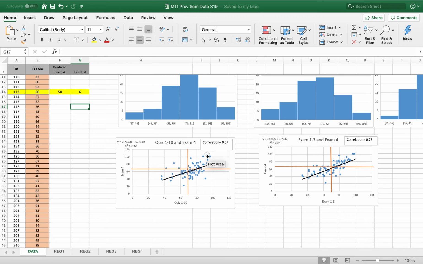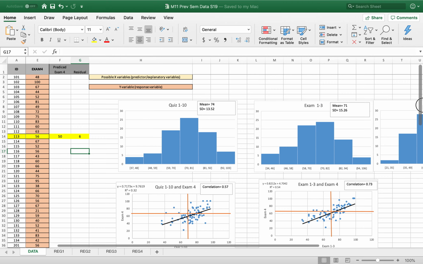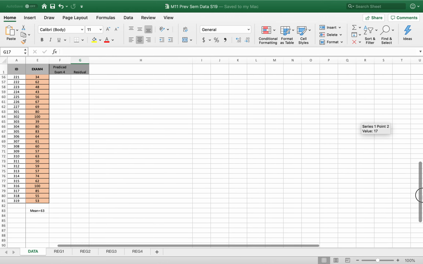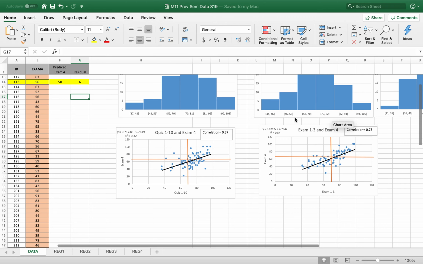I added the vertical line since the mean was 74. And then for exam 4, I included the horizontal line to represent the y mean, which was 63. I put it down at the bottom. And then I also added the regression line too. And the correlation coefficient is 0.57.